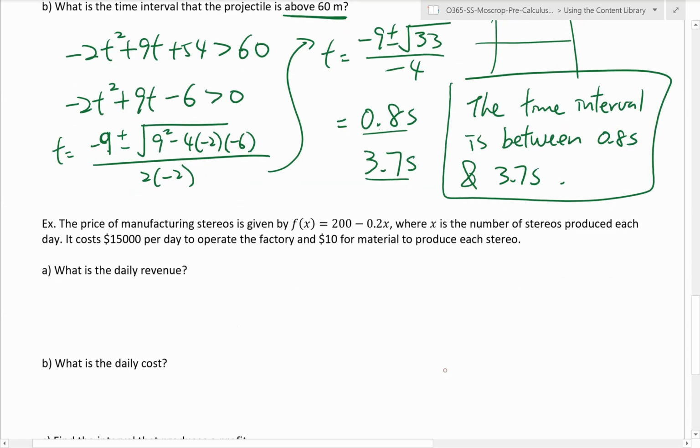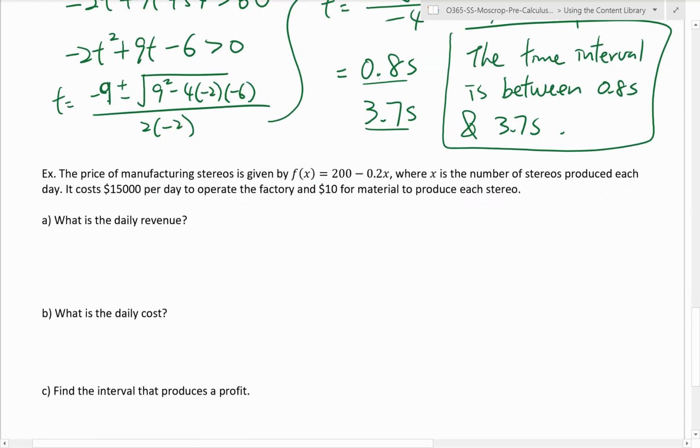Okay, all right, very last question of Unit 4. How exciting. All right, here it says, the price of manufacturing stereos is given by the formula f of x is equal to 200 minus 0.2x, where x is the number of stereos produced each day. It costs $15,000 per day to operate the factory and $10 for material to produce each stereo. What is the daily revenue?